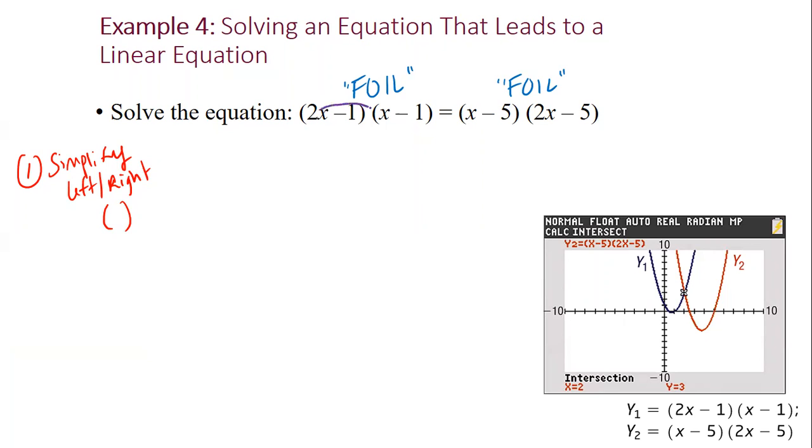Okay. So following our FOIL, FOIL tells us we multiply the first terms together. So we get 2x times x is 2x squared. Then we're going to multiply our outside terms together. So 2x times -1 is -2x. Then we're going to multiply our inside terms together. So we have -1x. Then we're going to multiply our last two terms together. So we have -1 times -1 is +1. So I can simplify this down to 2x squared minus 3x plus 1.